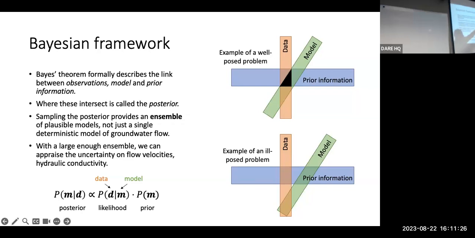This is an example of a well-posed problem where they actually intersect appropriately. Sometimes you won't have a well-posed problem. You'll have the data, your model and your prior information telling you different things, so you don't actually get an intersection between those three quantities, and your posterior is awkward. It's ill-posed. Sampling the posterior provides an ensemble of plausible models, not just a single deterministic model of groundwater flow. With a large enough ensemble, we can start to appraise the uncertainties on these groundwater flow velocities and the hydraulic conductivity.